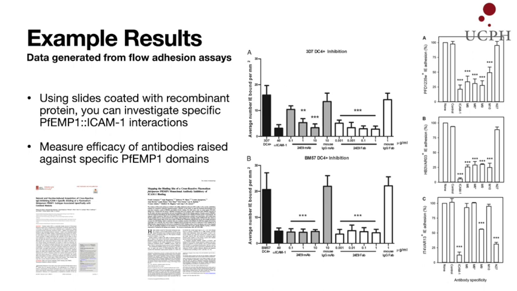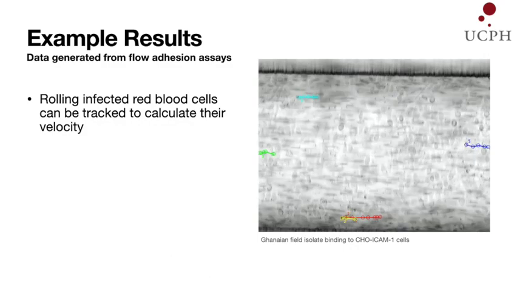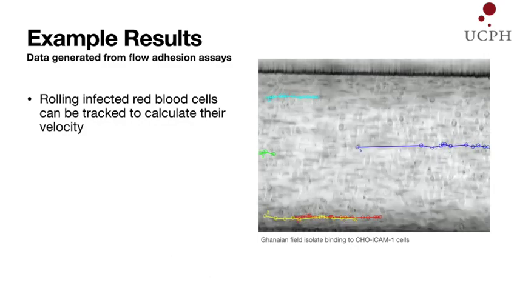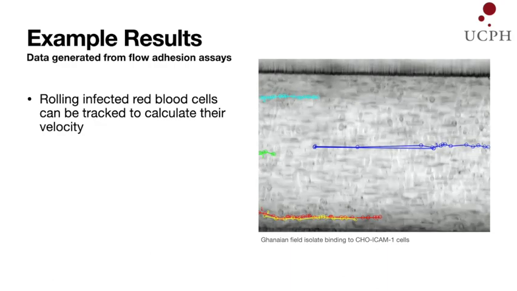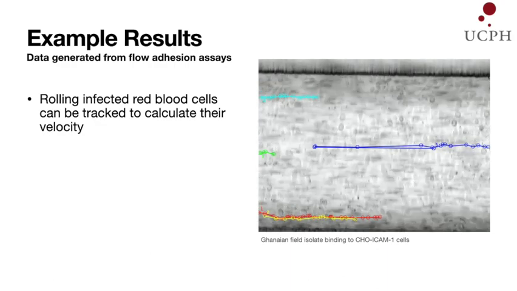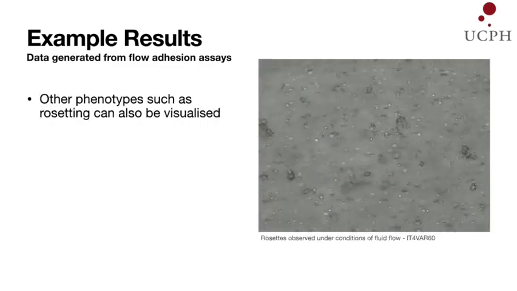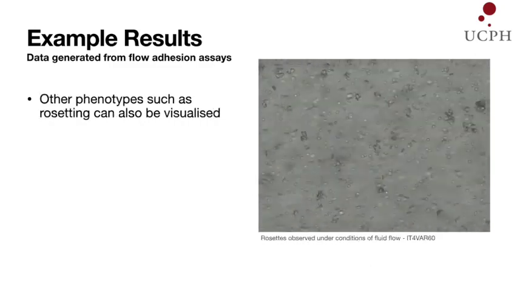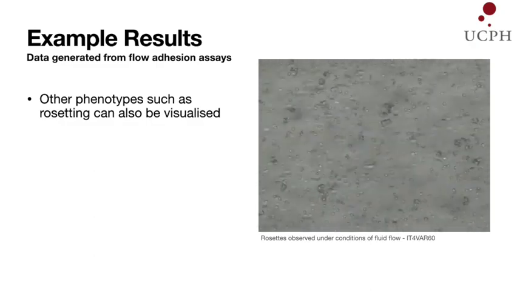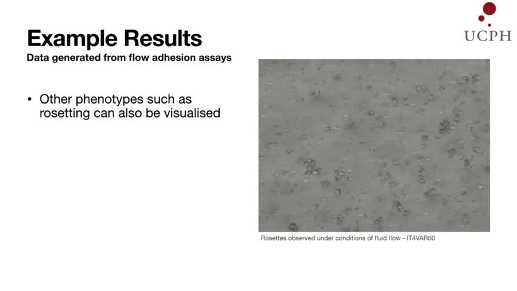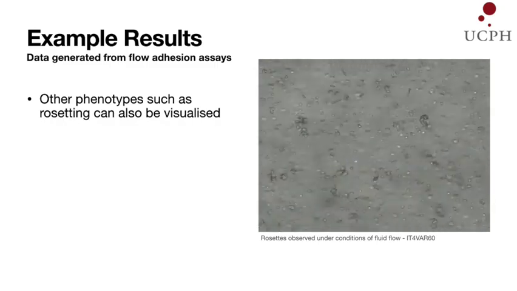Here the data shows the effect of different antibodies targeting PfEMP1 domains and their ability to abrogate adhesion to ICAM1 under fluid flow. Flow assays allow for not only measuring levels of adhesion, but to measure other interactions such as rolling. Here you can measure the velocity of a bound parasite as it rolls across cells. Another phenotype that can be measured under flow is rosetting, where an infected red blood cell binds non-infected cells and forms rosettes. This can be measured and quantified under conditions of shear stress.